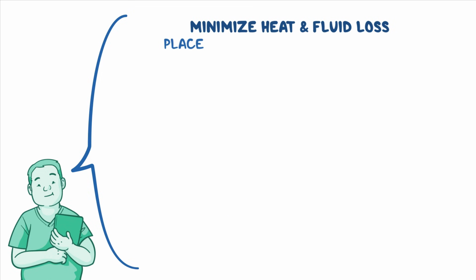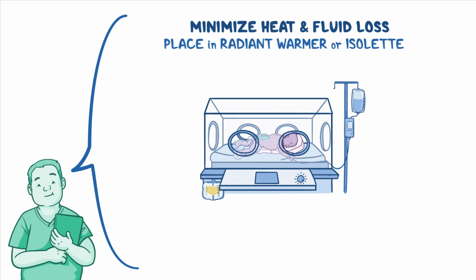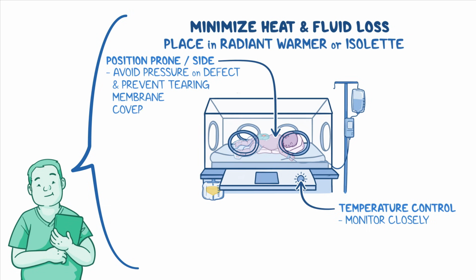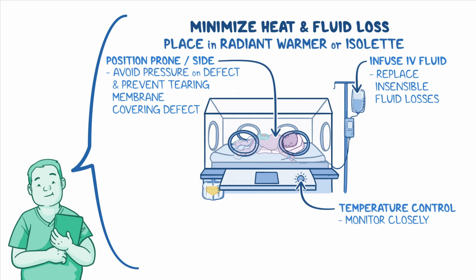Then, place the infant in a radiant warmer or isolette with temperature control and monitor their temperature closely. Remember to position them prone or on their side in order to avoid putting pressure on the defect and to prevent tearing the membrane that's covering the defect. Then infuse the prescribed IV fluids to replace insensible fluid losses and place an indwelling urinary catheter to monitor fluid output.